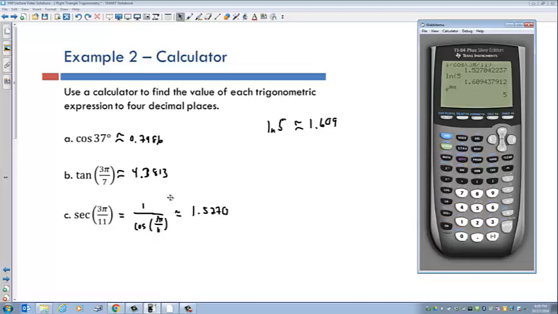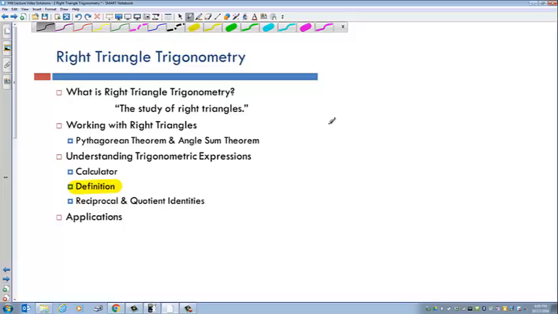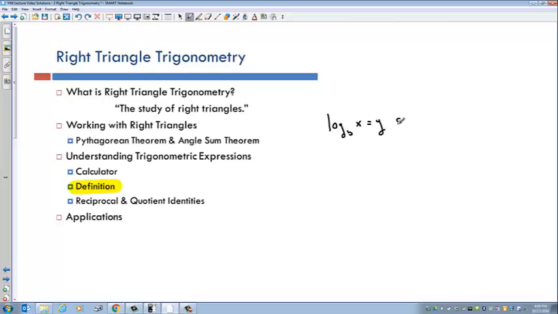So we want to do something similar over here to try to understand what these numbers are. To do that, we need to talk about the definition of these trigonometric expressions. How are they actually defined? For the logarithm, remember, if you had log base b of x equal to y, it was defined as b to the y equal to x. But how do we define the sine, the cosine, the tan, the cosecant, the secant, and the cotan? It's actually not very hard.